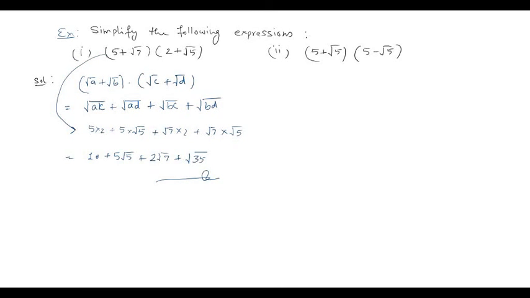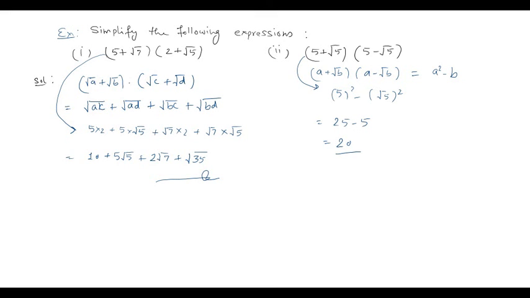So now we will take the next problem: 5 plus square root of 5 times 5 minus square root of 5. Here we will apply the identity a plus square root of b times a minus square root of b, and it will become a square minus b. Applying the identity in this formula, a equals 5, b equals 5, right? So we get 5 squared minus square root of 5 squared. It will become 25 minus 5, equal to 20.